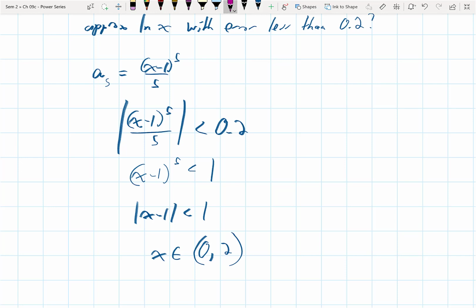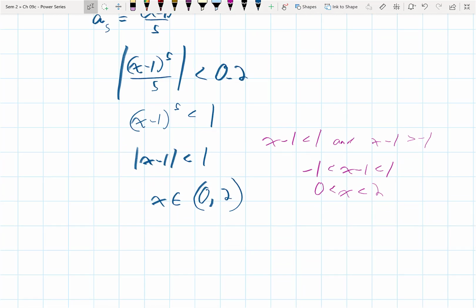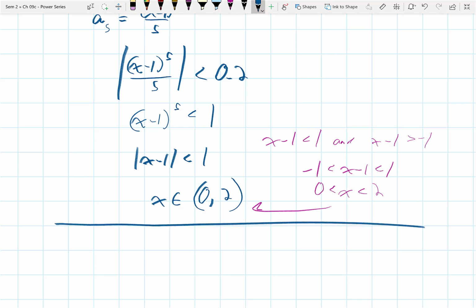Just to remind you, that means that x minus 1 is less than 1, and x minus 1 is greater than negative 1, which basically means that x minus 1 is between negative 1 and 1. So if I flip that around, negative 1 is less than x minus 1, which is less than 1. Add 1 to all 3 sides, and I get this. So that's what this is saying. And that means that this approximation is good within 0.2, but only for x values between 0 and 2.